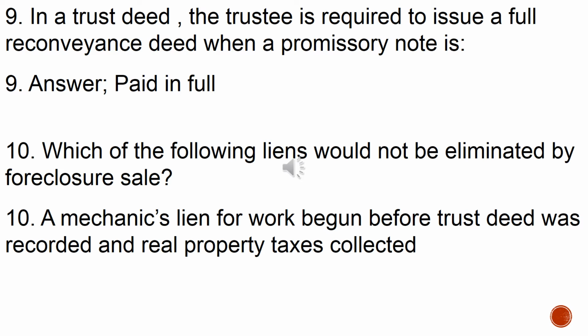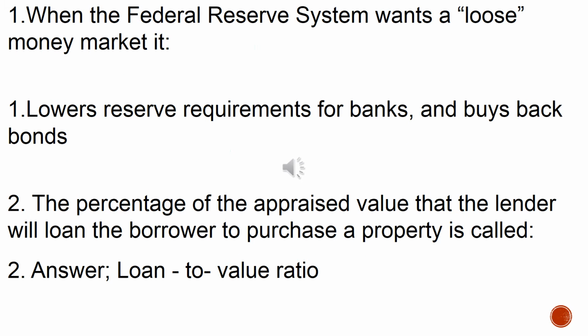Question number 10. Which of the following liens would not be eliminated by foreclosure sale? Answer: a mechanic's lien for work begun before the trust deed was recorded and real property taxes. Question number 1. When the Federal Reserve wants a loose money market, it, answer, lowers reserve requirements for banks and buys back bonds.